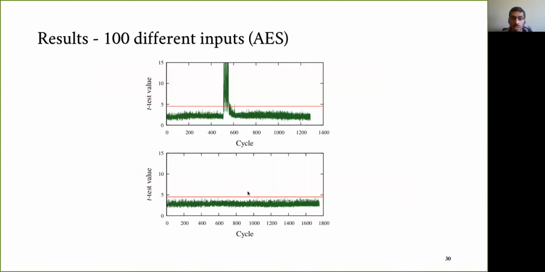Okay, so let us look at some results briefly. This is for AES, and we run 100 different inputs at 10,000 traces. As you can see, there's a bit of a performance hit here. You can see the top graph is a bit shorter than the bottom graph. So the actual slowdown is 1.36. So it's about 36% slower, but it is more secure.